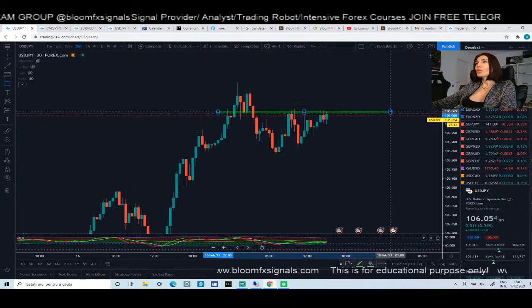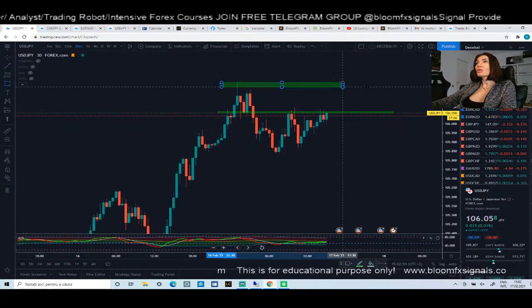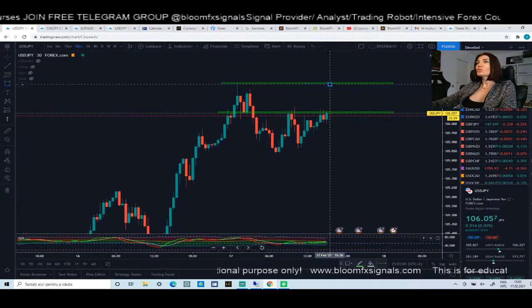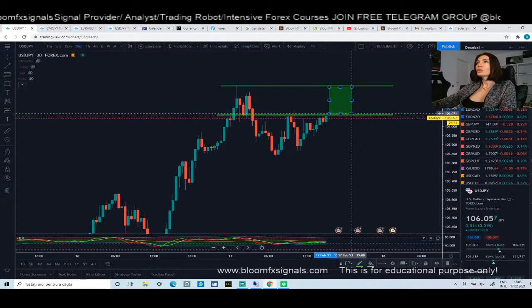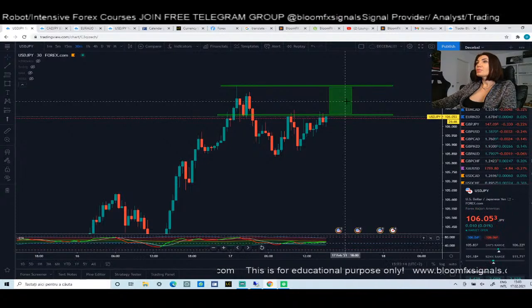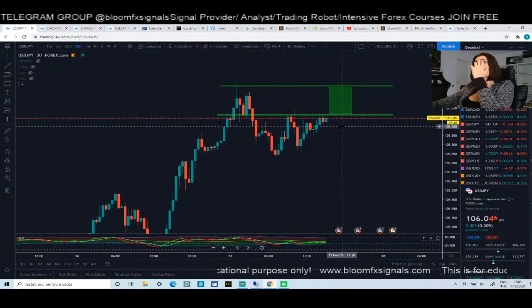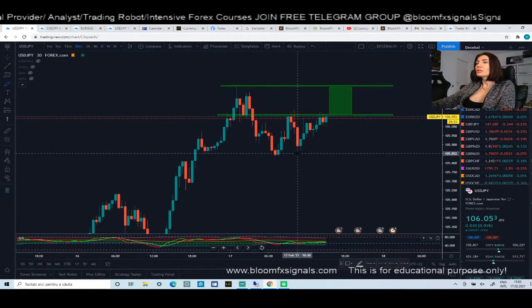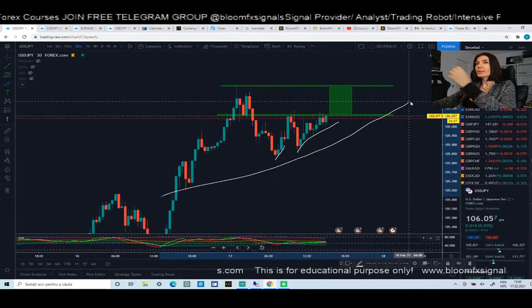So if the price will break through this area, well, the price may go around this zone, and that means that if the price will close above this resistance, then there is the possibility that the price should continue to go up. I don't want to look for a sell, because I really don't like how the candles look right here. Okay, and we can have something like this.